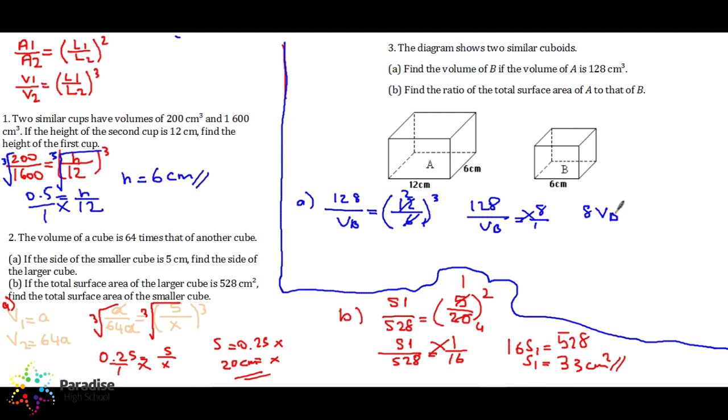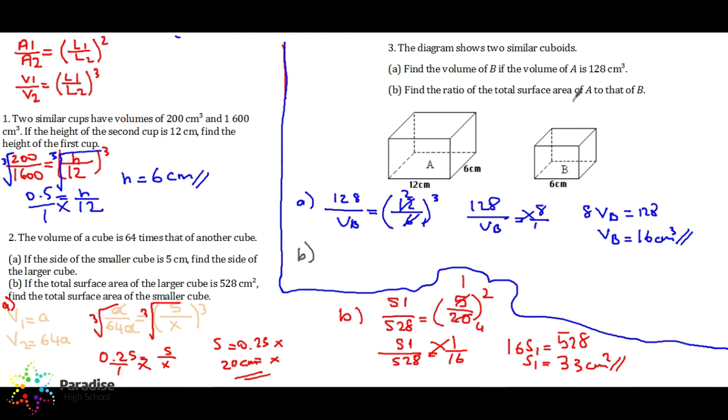Cross multiply. 8 VB is equal to 128. Volume of B is equal to 128 divided by 8, which is equal to 16. That will be 16 cubic centimeters. That is the answer to the first question. What is the answer to the second question?